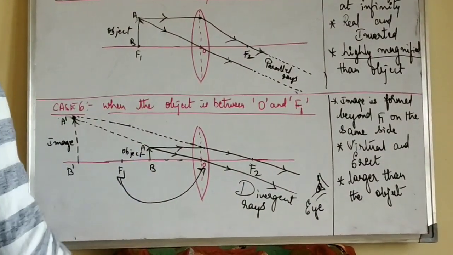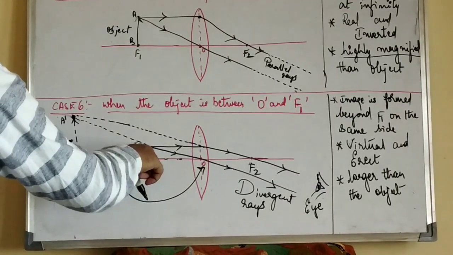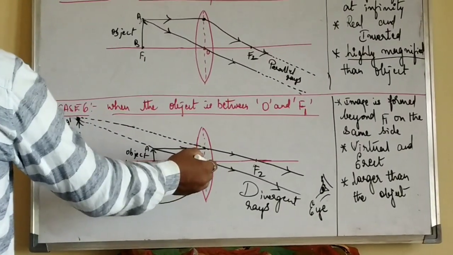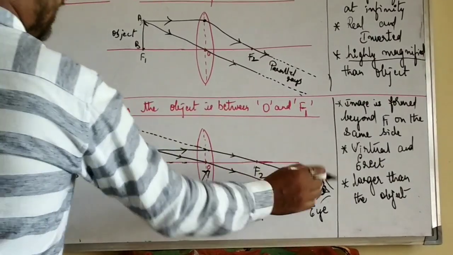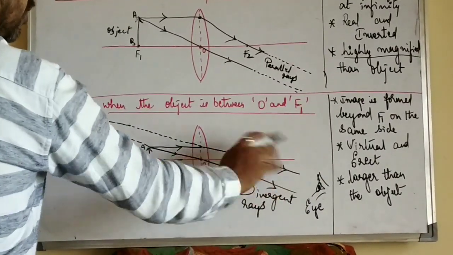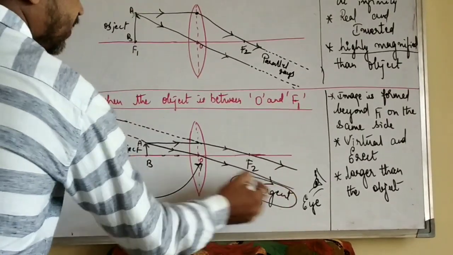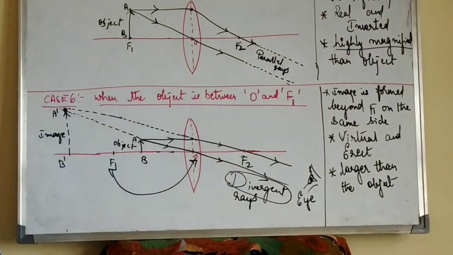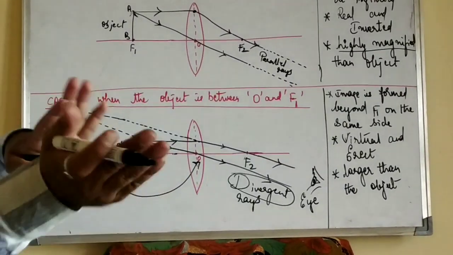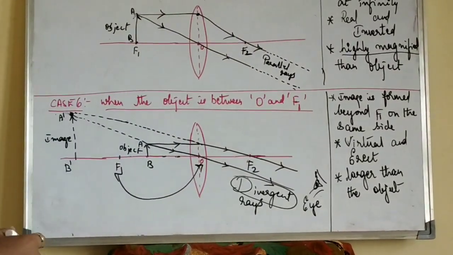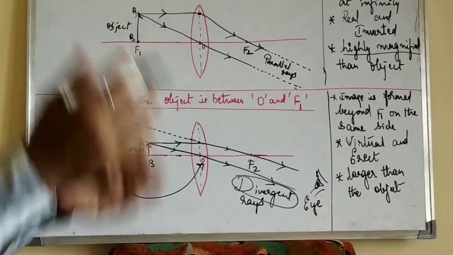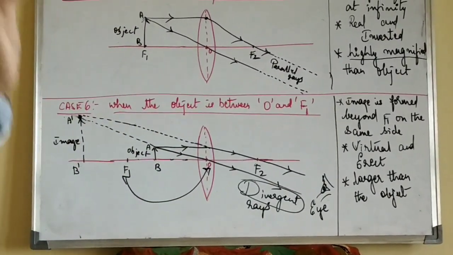Now, one more rule we are applying. One more ray from the same object, that is at the position A, is moving through the optical center, so that ray goes undeviated. Now, these two rays are not parallel, they are divergent rays. So, how to obtain an image from divergent rays? You have to extend the rays backwards, which means whenever you are extending the rays backward, it is obvious that you will get a virtual image.